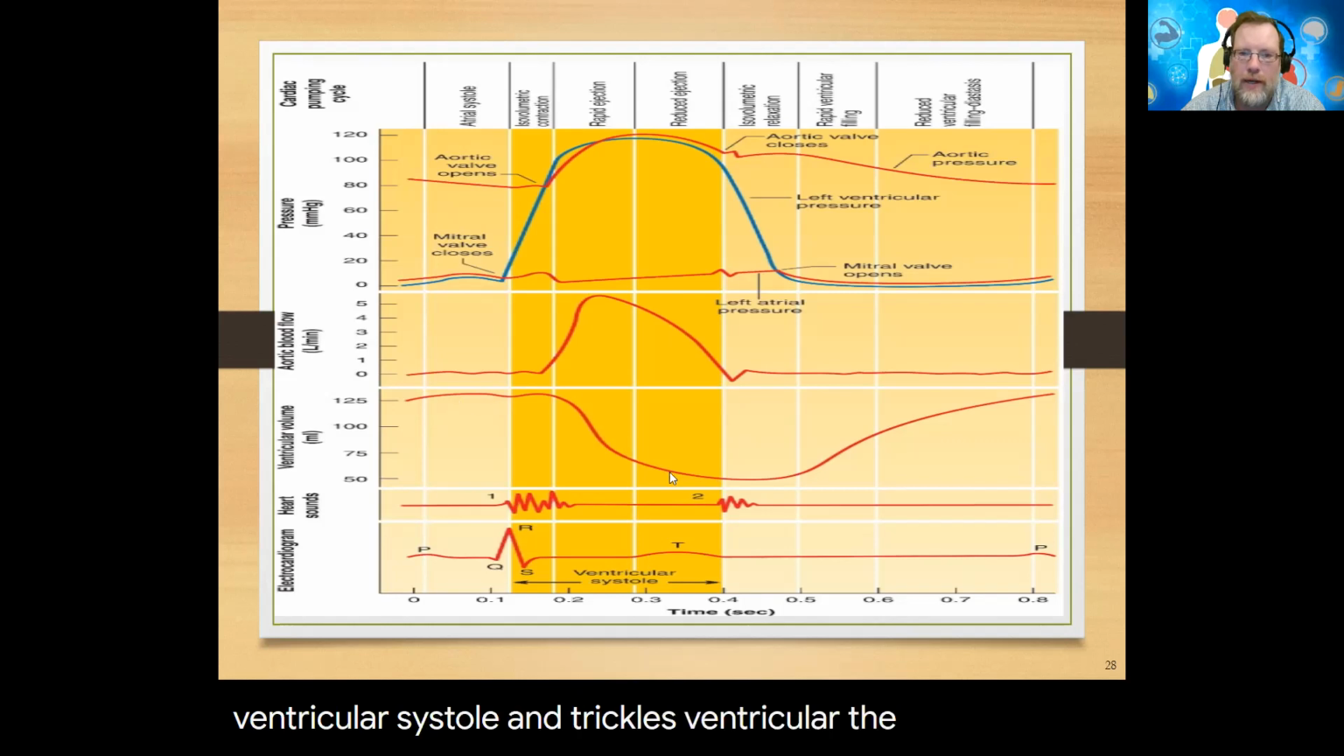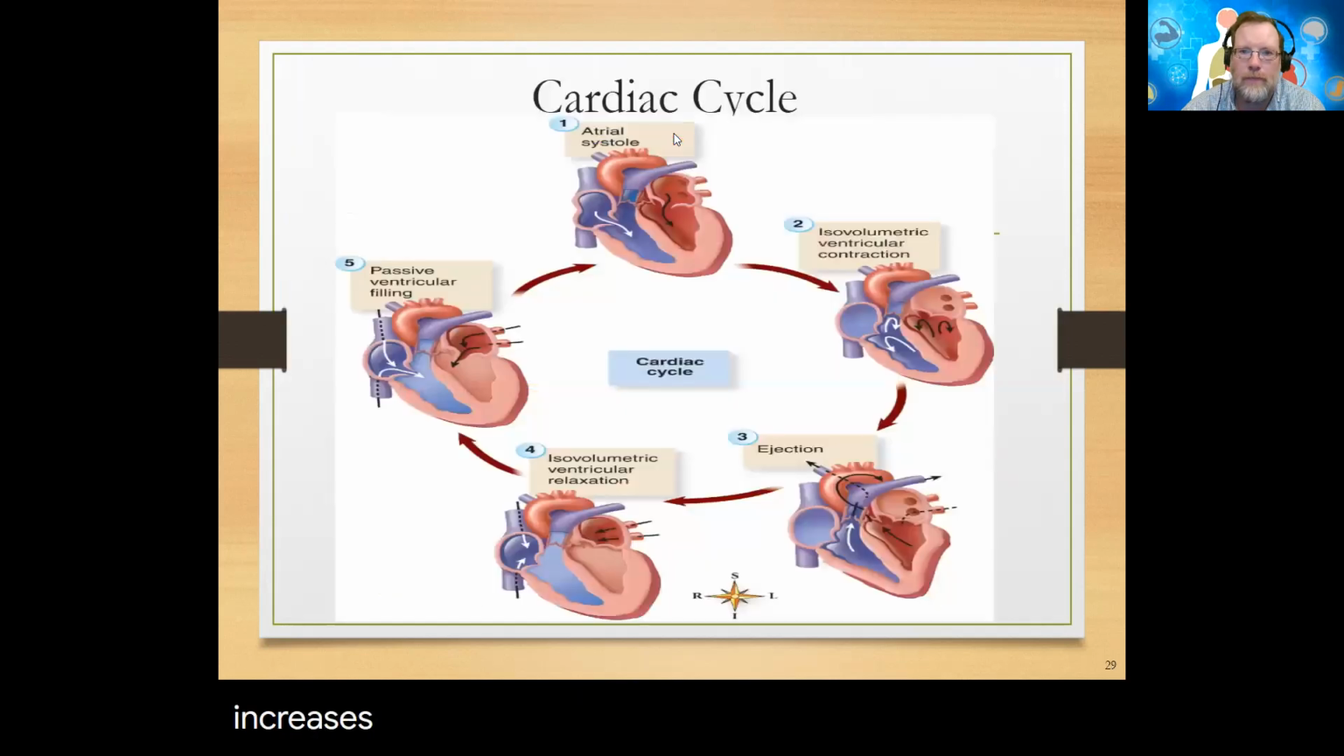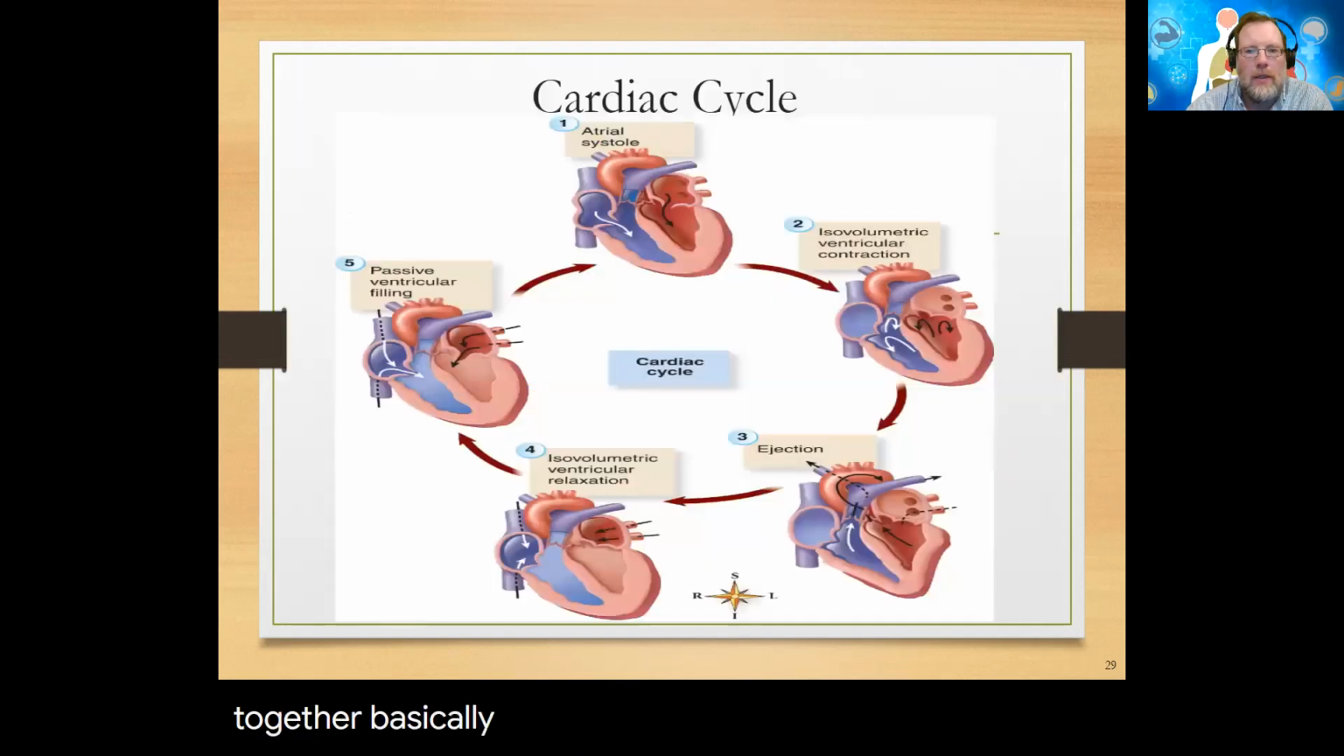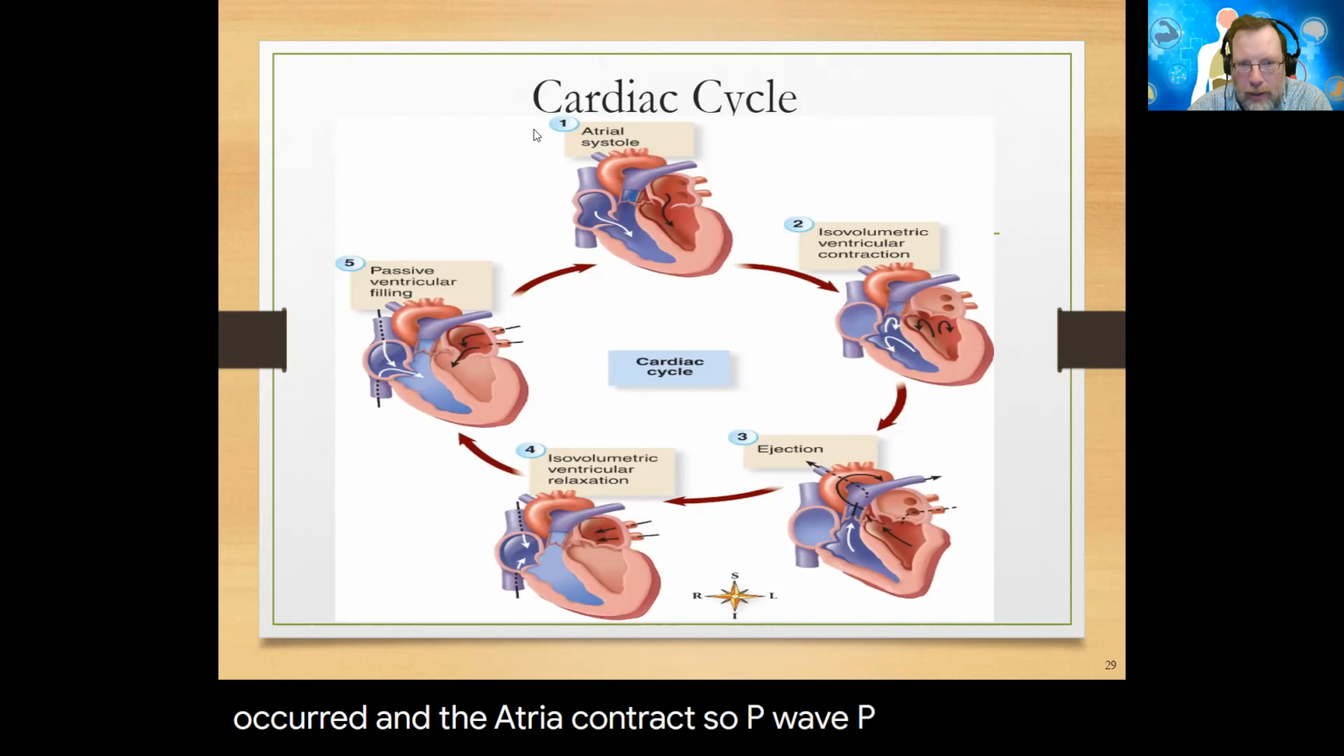The ventricles empty, aorta fills, aortic valve opens, and pressure increases. So anyway, kind of a cool way of putting it all together, basically. Okay, so atrial systole. Remember, systole means a contraction, so the atria contract. So this is the P wave has occurred, and the atria contract.